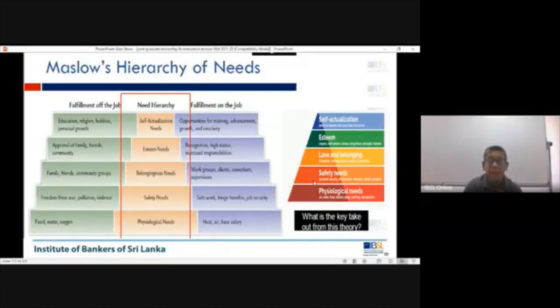Now the next one is the order of achievement. Maslow is telling us that first you need to fulfill the physiological needs and then go to the next level, like that. It is an order of fulfillment. But that is not the case. Some people may bypass certain stages.